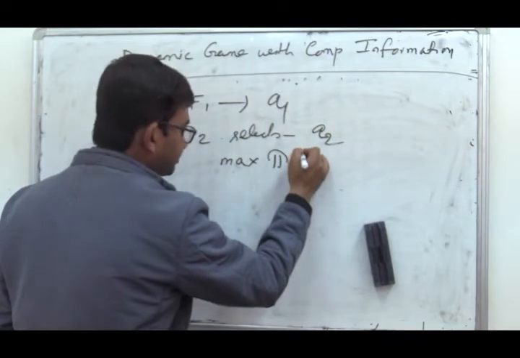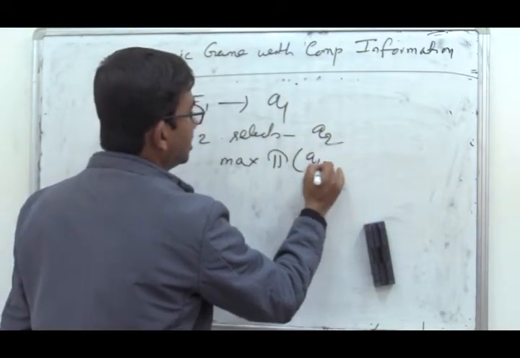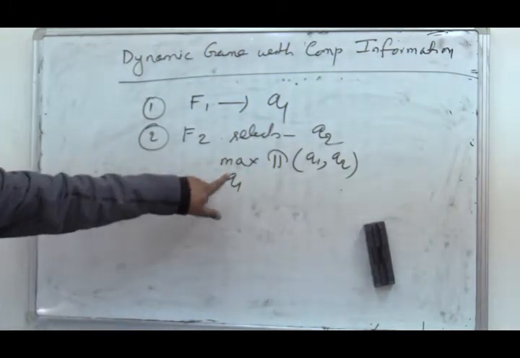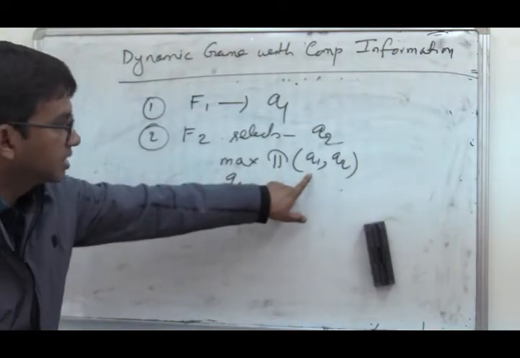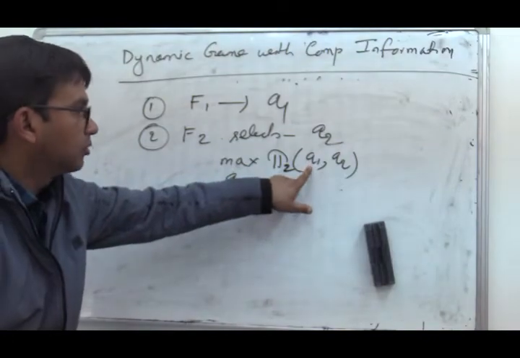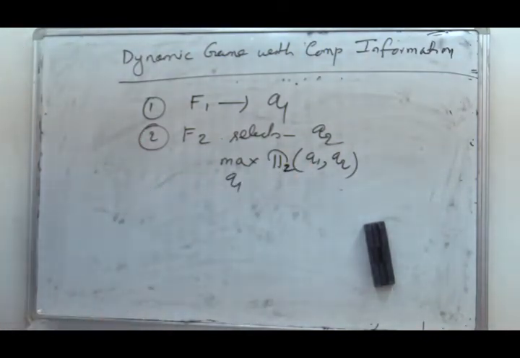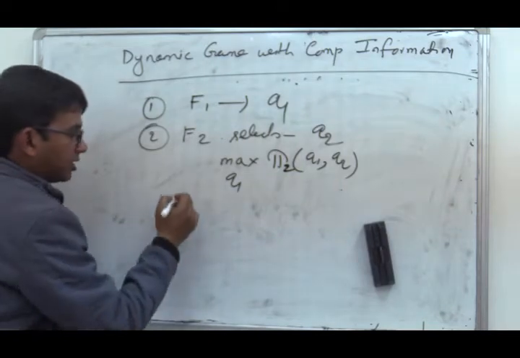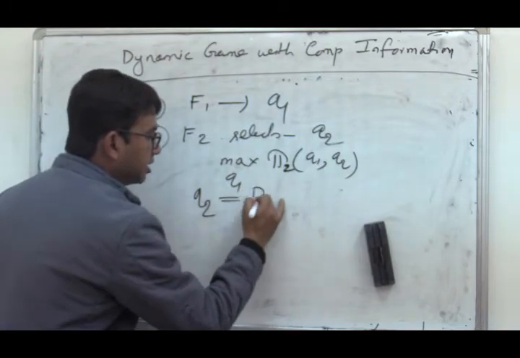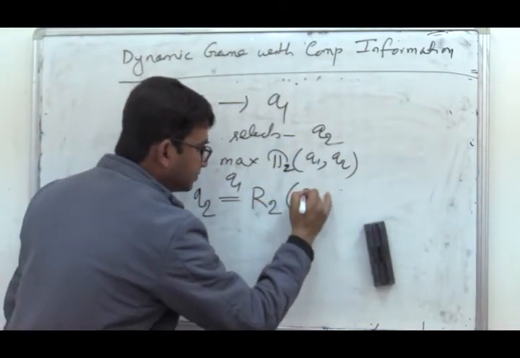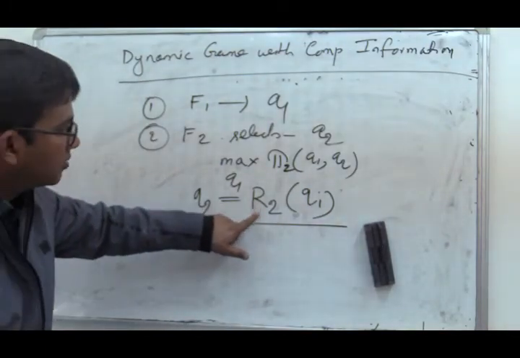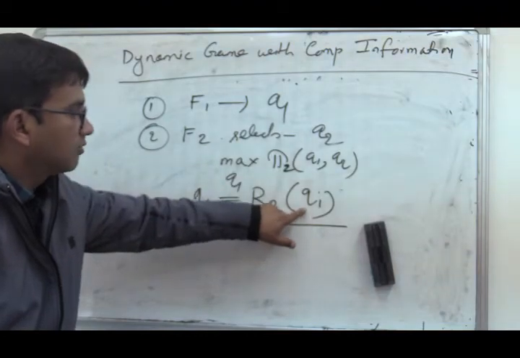With respect to Q1 and Q2, find out the value of Q2 which will maximize its profit. Sorry, it will be pi 2. Maximize its profit given the output level of firm 1. And from here, we will find out the best response of firm 2, which is known as the reaction function, Q2 equals R2 of Q1. So this is called the reaction function of firm 2 with respect to the output level of firm 1.